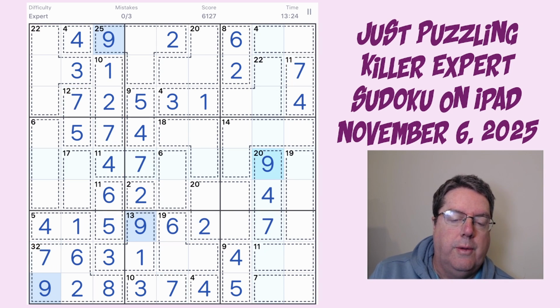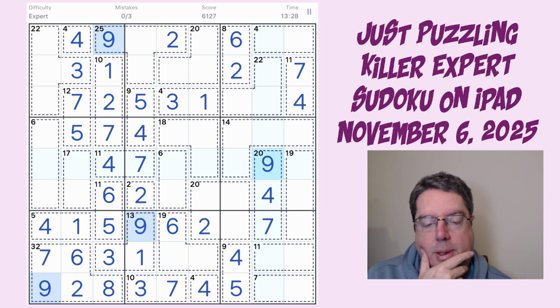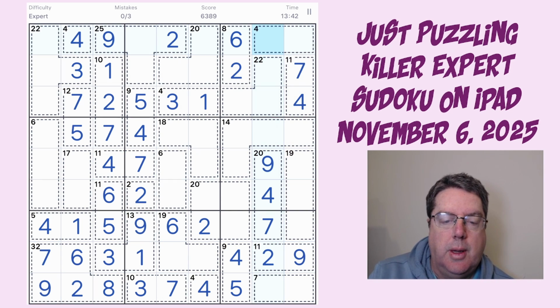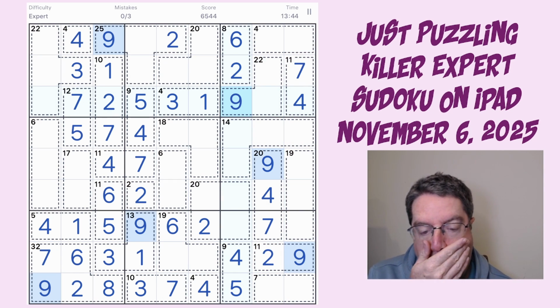So once I got to the 4, 16 is the only number that could be there, and 9 and 7 is the other one that makes up 16. So 1, 2, 3. So 9 comes down here, so that's a 9 there, leaving this to be a 2. 9 comes up here, so that's a 9 there.